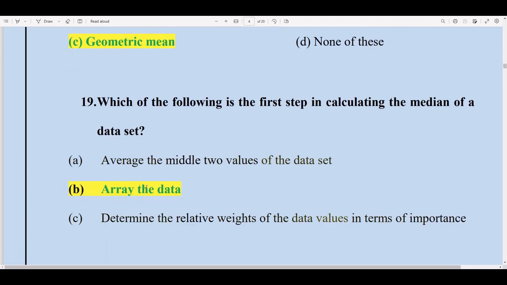Which of the following is the first step in calculating the median of a data set? Array the data. Arraying the data is the first step to calculate the median, because first we arrange our data set in ascending order, then we take the middle values. So the first step for calculating the median is to array the data.